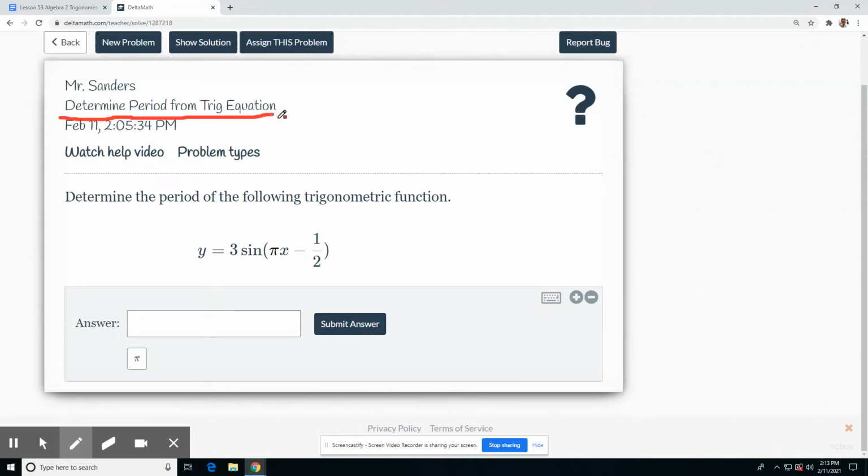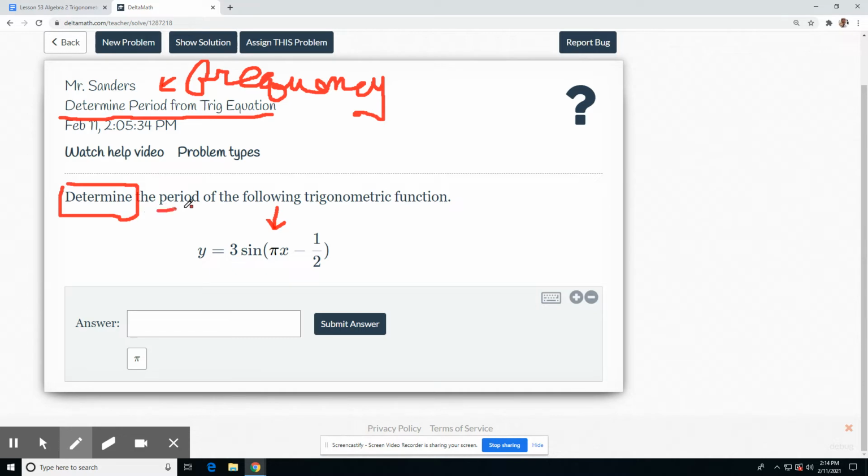Determine period from a trig equation. So we're focused on the period. Sometimes period is also called frequency, F-R-E-Q-U-E-N-C-Y. Frequency and period are the same thing. So in this case, we would look at whatever is in front of x. We're looking at the coefficient in front of x.